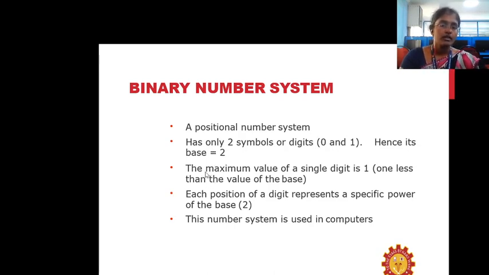The maximum value of a single digit is 1, that is, in this set of inputs the maximum value is 1 and the minimum value is 0. While processing a binary number system calculation, we have to multiply each digit with the base 2 to the power of its position. These numbers are used only in computers. In our day-to-day real life, we won't be using binary numbers for our calculations. They are used only by the systems.